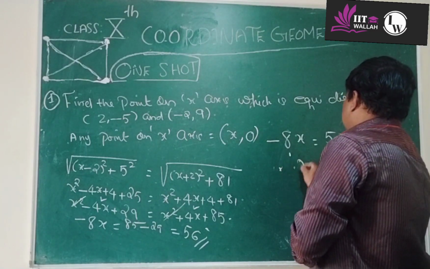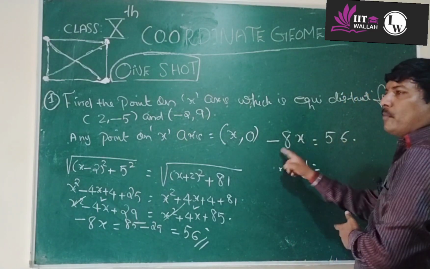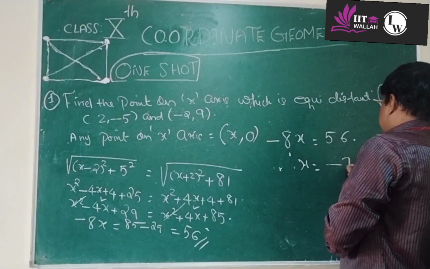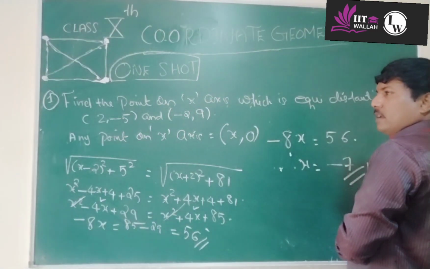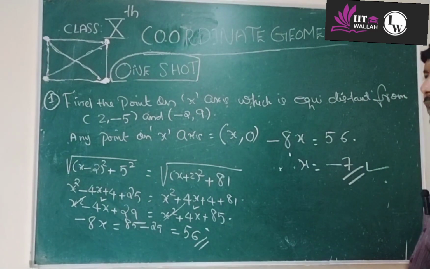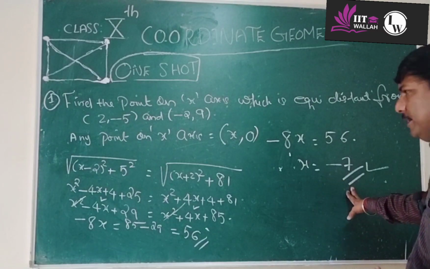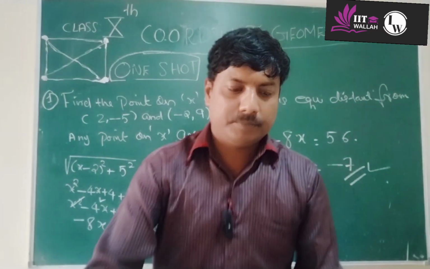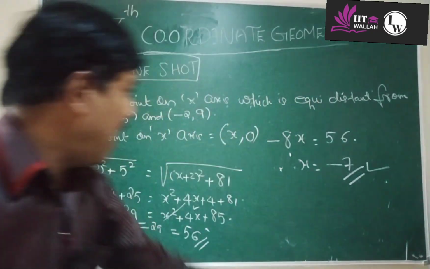Therefore, x is equal to 56 upon minus 8, which is minus 7. So x is equal to nothing but minus 7. Okay, understood? So we got the value of x.